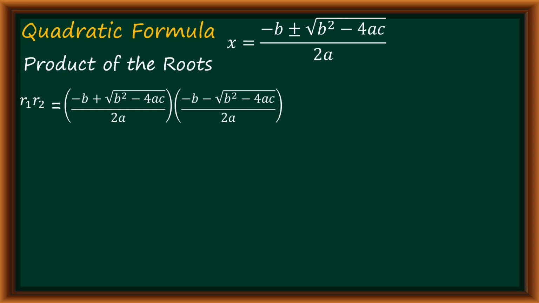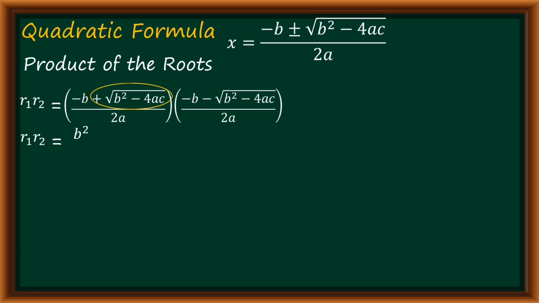Notice that we have now the product of the sum and difference of two binomials since we have the same first terms, and that is negative b over 2a. And then we have also the same second terms. We have the square root of b squared minus 4ac all over 2a, and they only differ in the operation. We have the sum and then the difference. To get the product of this, just get the product of the first term followed by the product of the second terms. So we have r sub 1 times r sub 2 is equal to negative b times negative b is equal to b squared.